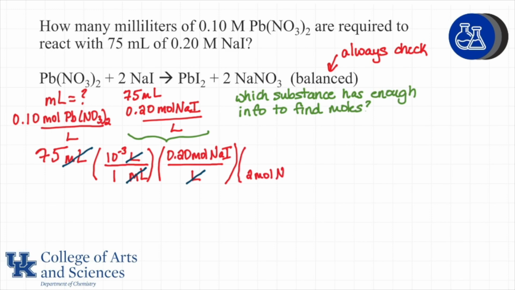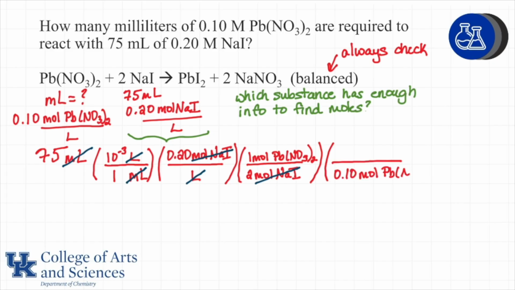Now I need to use the coefficients from our balanced chemical equation. So 2 moles of NaI to 1 mole of PbNO3, moles of NaI will cancel. Next, I'm going to use the molarity of the PbNO3 of 0.10 moles per liter. My moles of lead nitrate cancel.